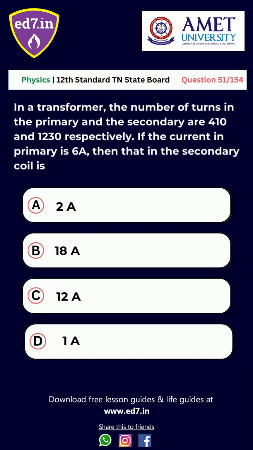Question number 51. In a transformer, the number of turns in the primary and the secondary are 410 and 1230 respectively. If the current in primary is 6 A, then that in the secondary coil is: option A 2 A, B 18 A, C 12 A, D 1 A. The right answer is option A, 2 A.